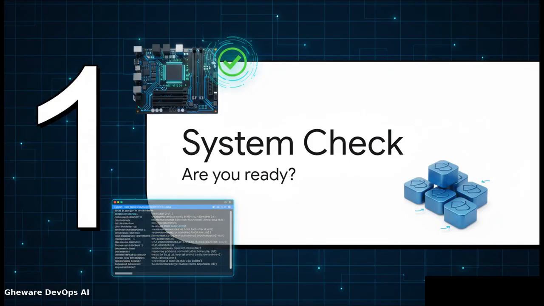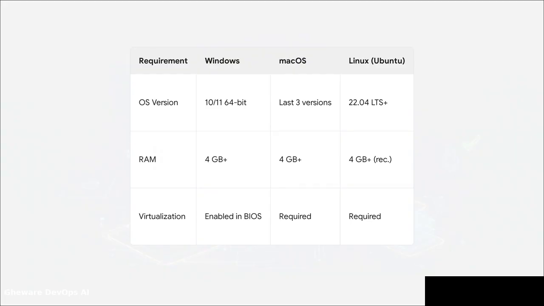Okay, before we even think about downloading anything, let's do a quick systems check. Seriously, this is the key to making sure the installation is smooth and totally painless. So if you look here, the requirements are pretty consistent across the board. You're going to need a modern 64-bit operating system. So that's Windows 10 or 11, Mac OS Big Sur or something newer, or a recent Linux release like Ubuntu 22.04. You'll also want at least 4 gigs of RAM, but trust me, 8 is way better for a good experience. And here's the big one, hardware virtualization. It has to be enabled.